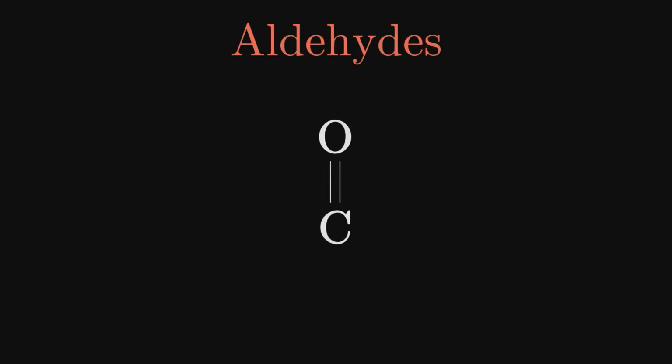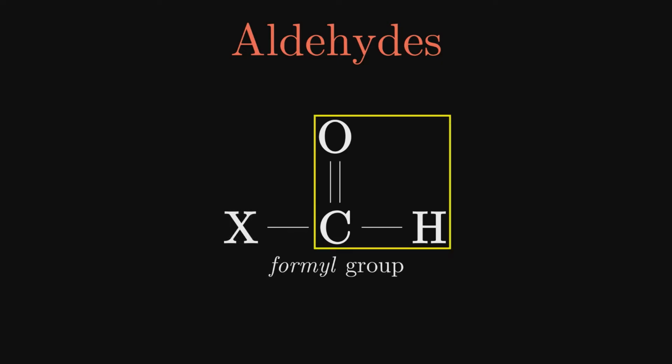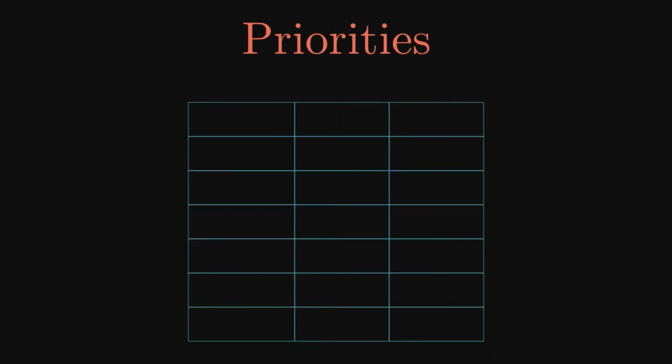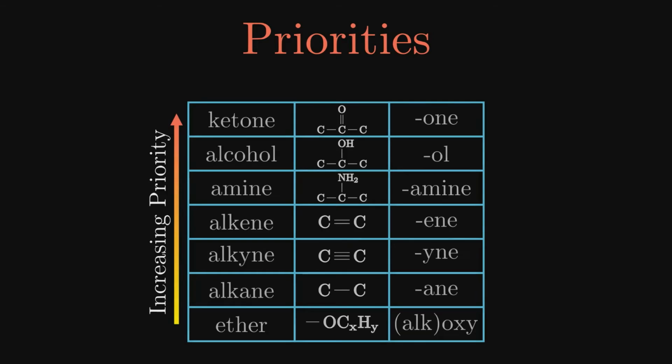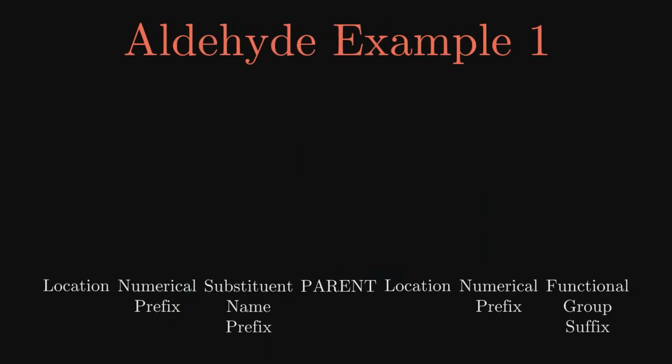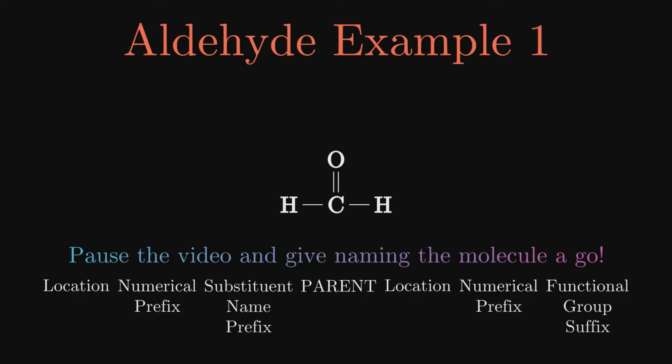Aldehydes look similar to ketones, but one of the carbons gets replaced by a hydrogen. If we replace the other carbon with something else, we have a formal group. Remember that term. Aldehydes are also a functional group and get the suffix -al in the name. The priority of the aldehyde is actually greater than that of the ketone. On chains, since they must be on the end, the aldehyde carbon is position 1 and does not need to be specifically numbered. With that information, name the aldehyde on the screen.